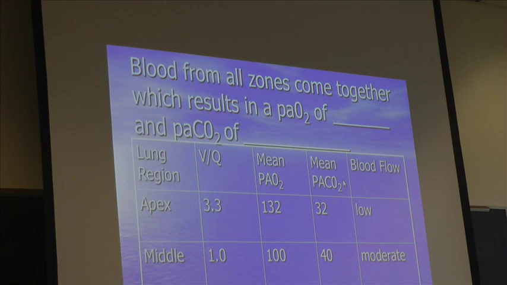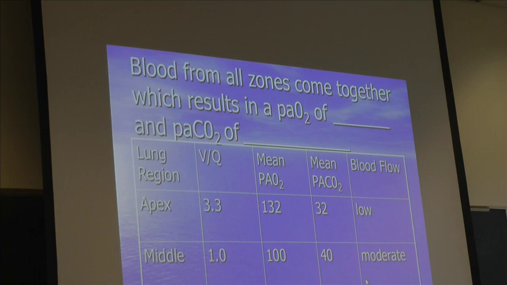With the CO2, there's a lot more ventilation in the apices, so we notice that it's lower than our normal. In the bases, we don't have as much ventilation as we do perfusion, so CO2 is a little bit higher. And then in the middle, it's the same as what we find with arterial blood.